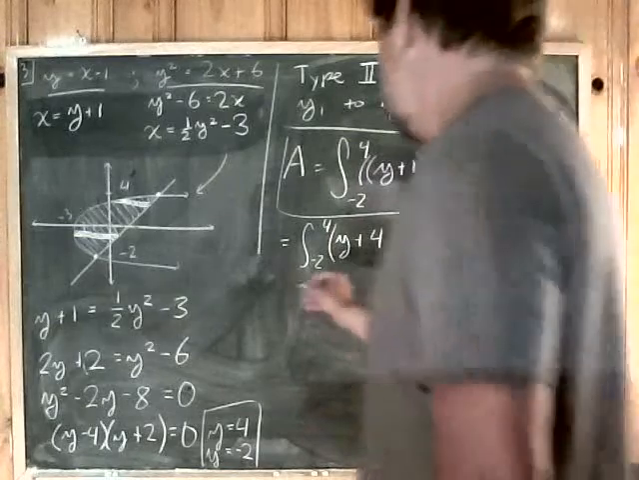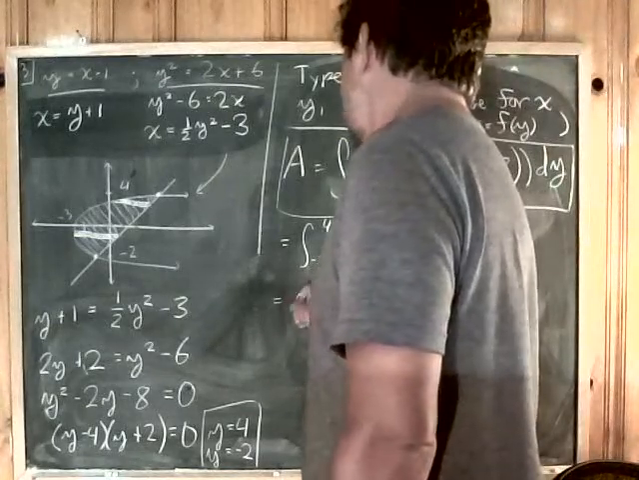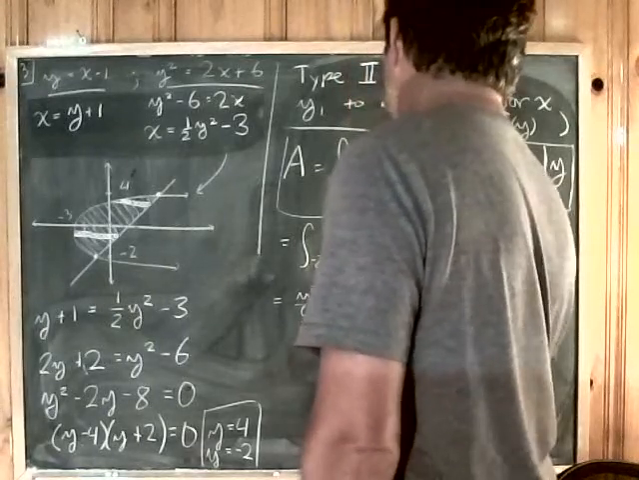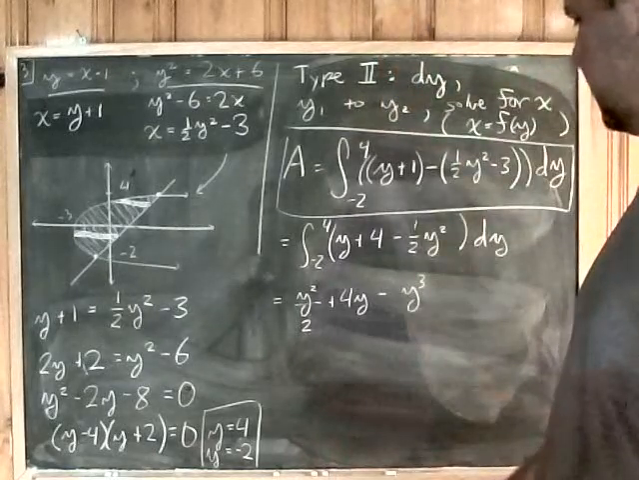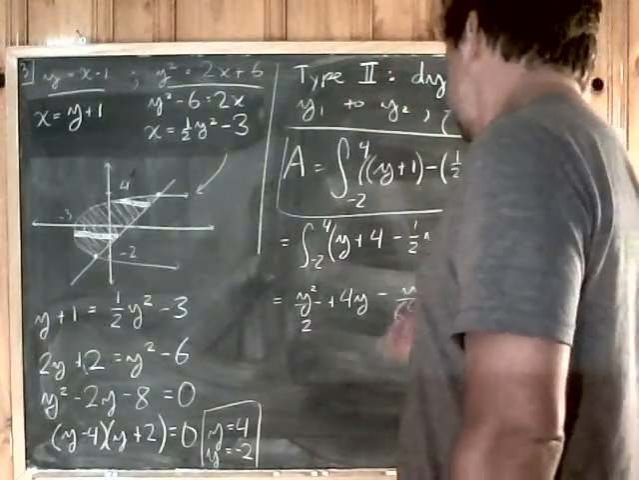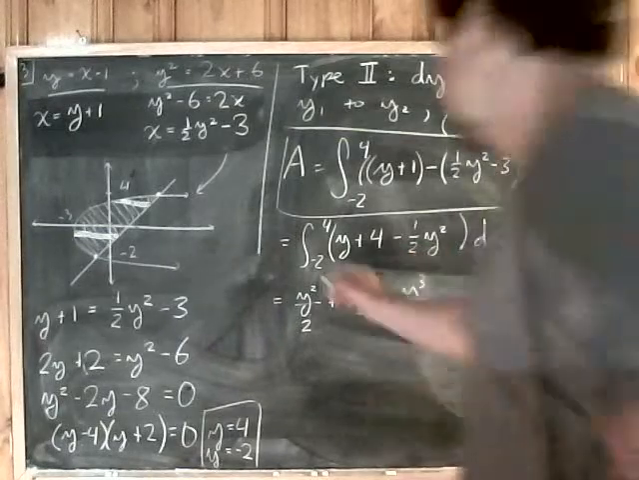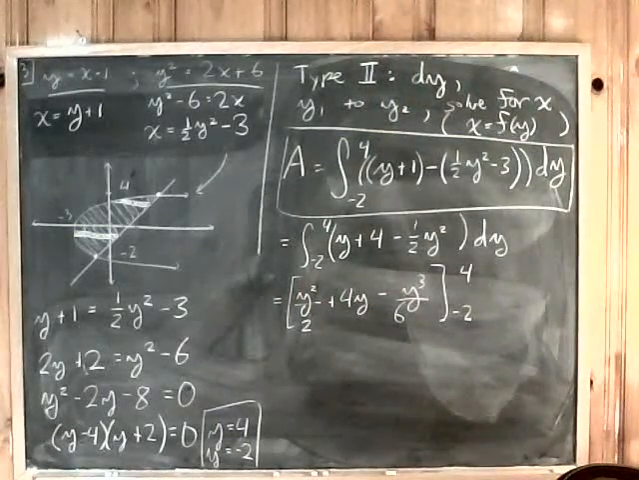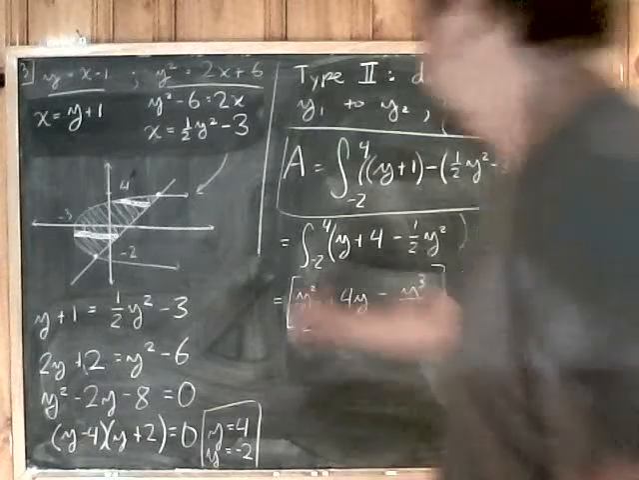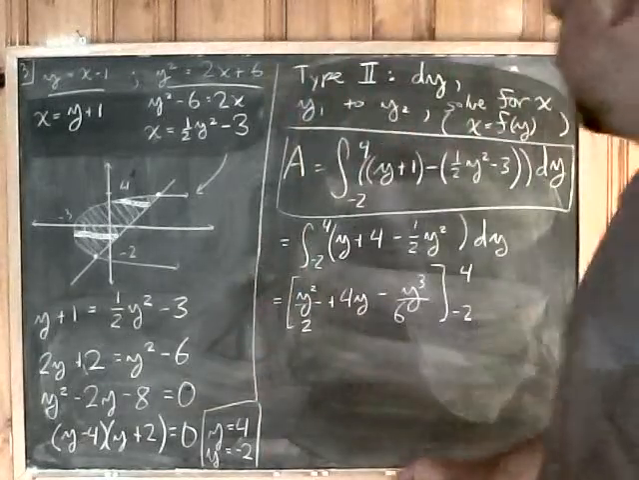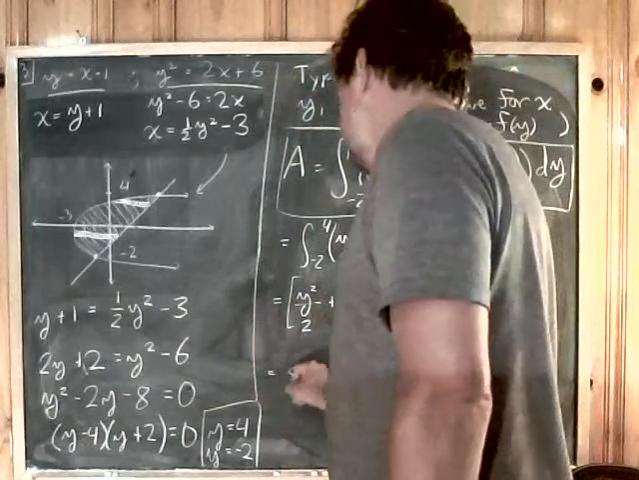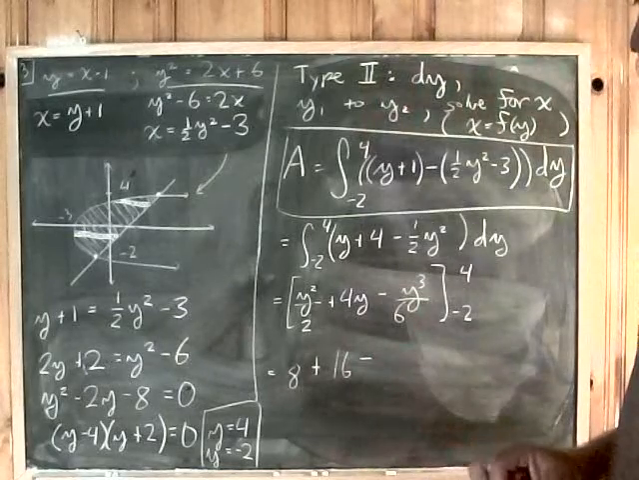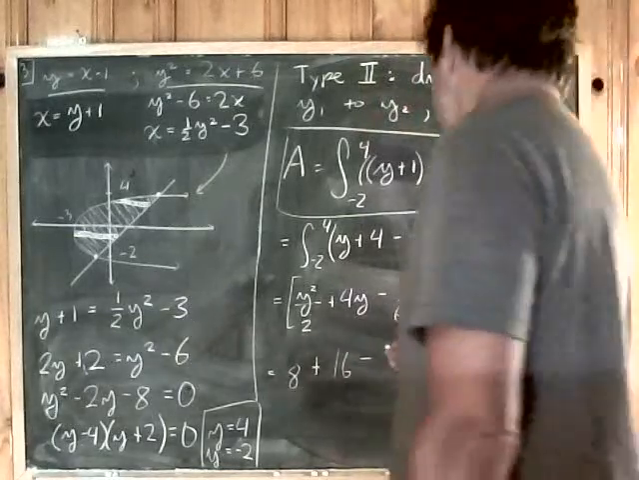Raise and divide those. That gives me y squared over 2 plus 4y minus y cubed, and dividing by the 3, I'll get it divided by 6 there. There's already a 2 underneath. And from negative 2 to 4. So that's just arithmetic now. Plug in the 4 and get 16 over 2 is 8, plus 16. The 4 goes into there, and it gives you 64 over 6.